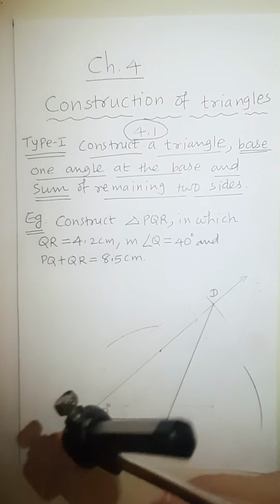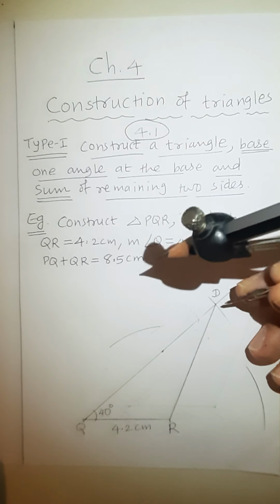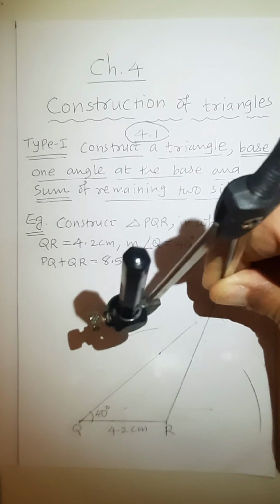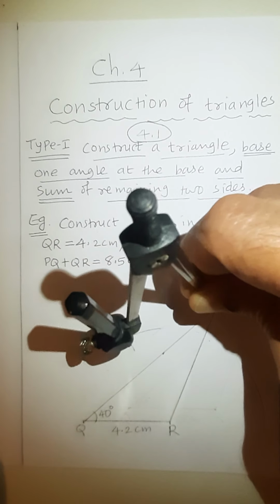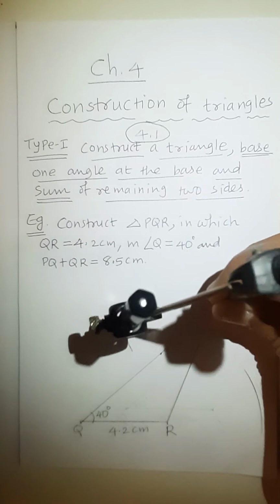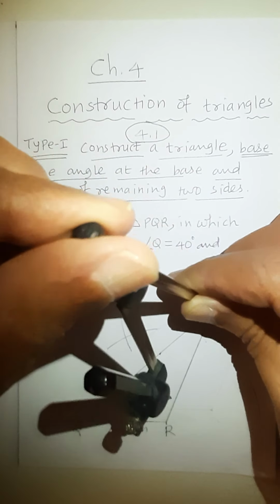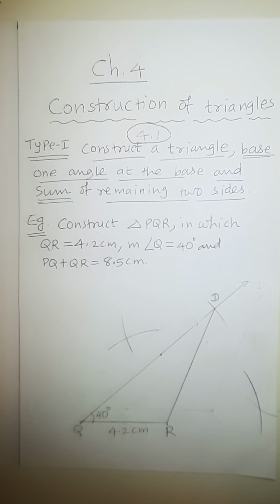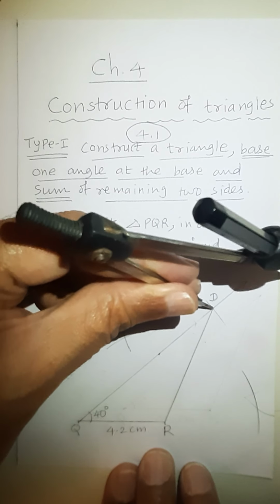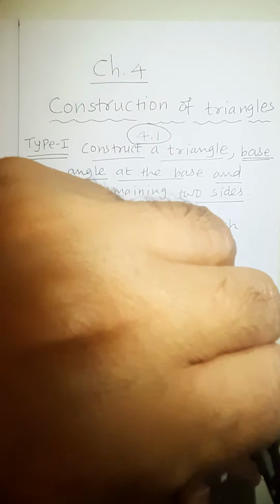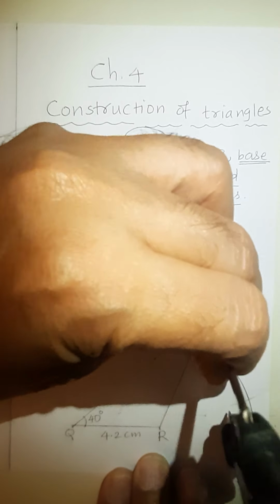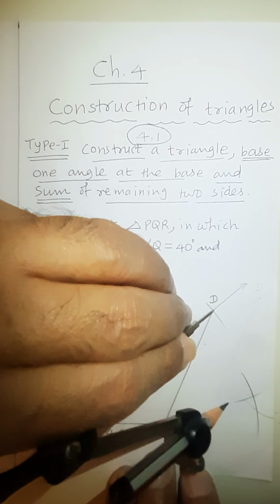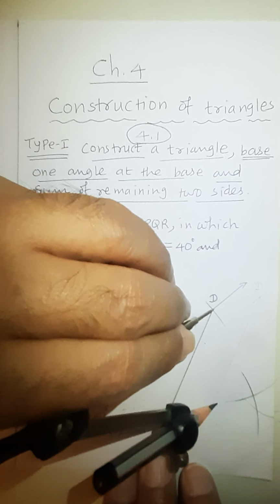Now without changing the measurement of the arc, I have to keep the compass at point D, and cut the previous two arcs. One arc is here, another arc will be intersecting the other arc which I have drawn. So from point D I have to cut the other arc. You can see another arc I am drawing.